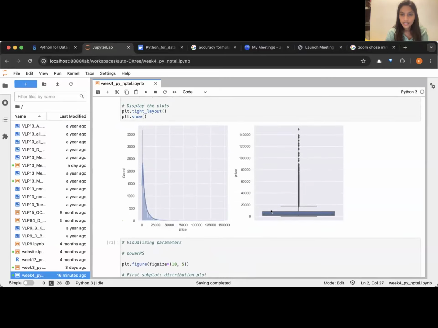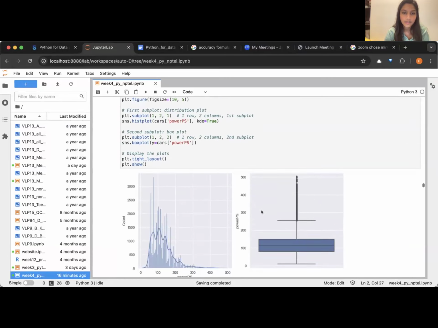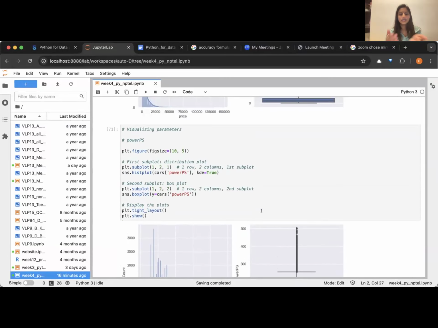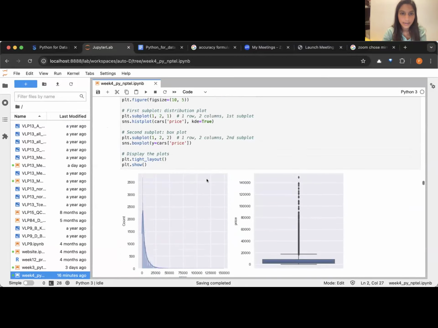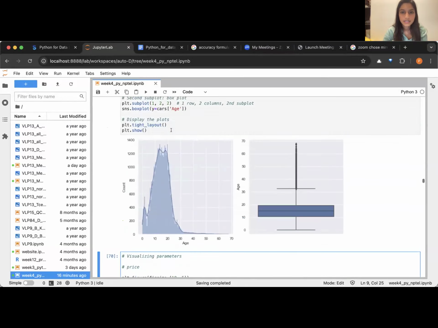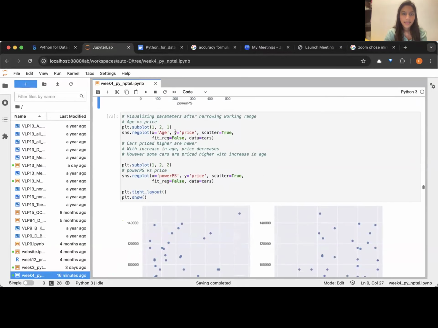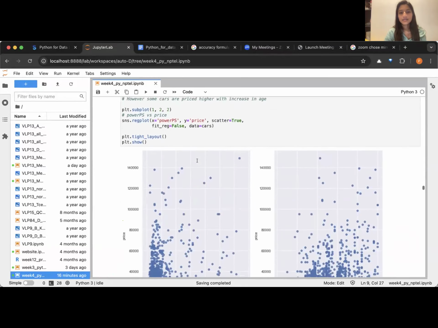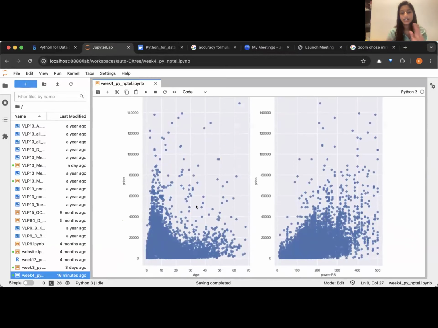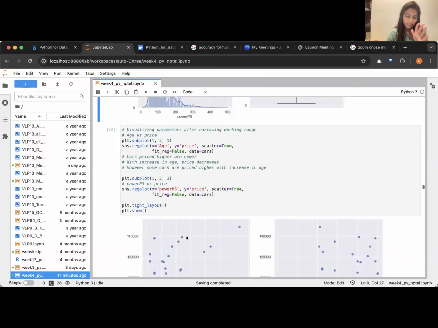And same goes here. Again, you could see a box and lower and upper limits. So as such, you're now just visualizing all the parameters. Here price is visualized, age is visualized, power PS. And then now again, you're visualizing the relationship between age and power PS. Sorry, age and the other variables. Oh, no, sorry. Price and the other variables.